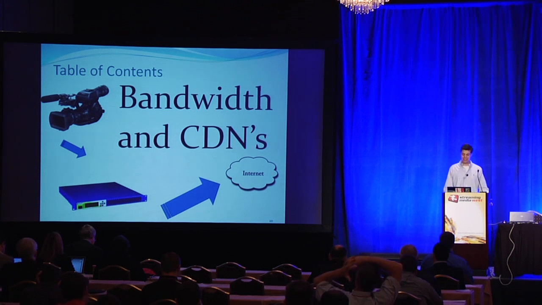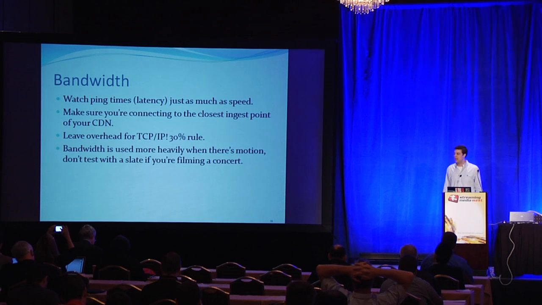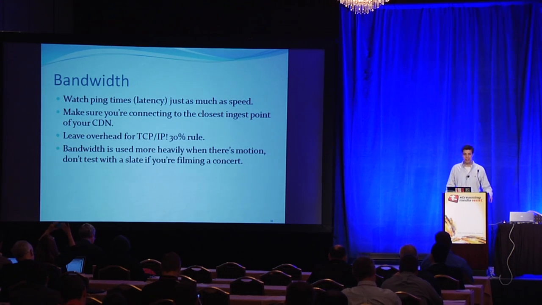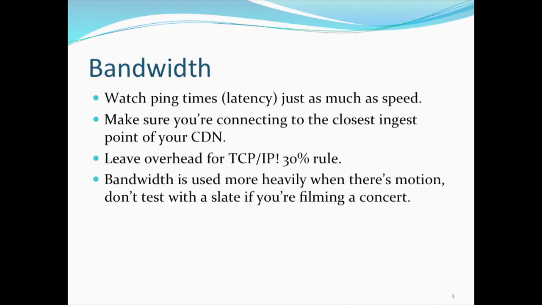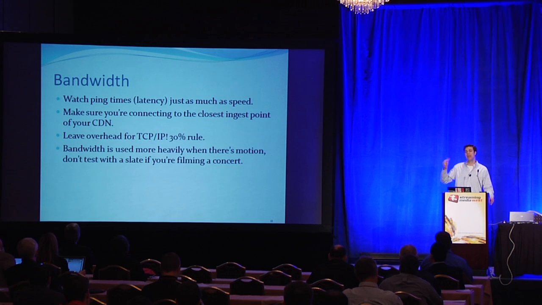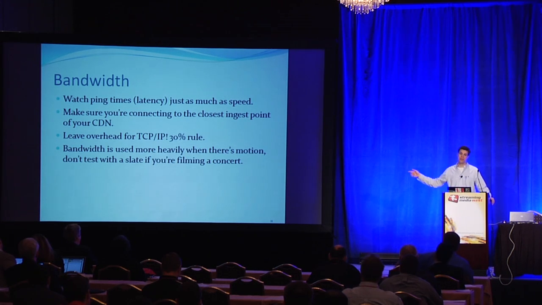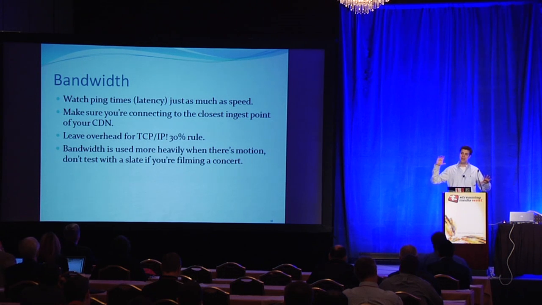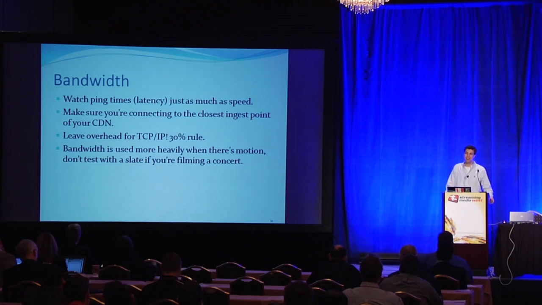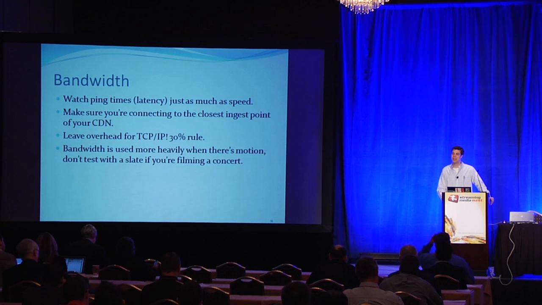All right, speaking of bandwidth and CDNs, let's move on to that. All right, bandwidth, big things, important things. Watch ping times, which is known as latency, just as much as speed. You could have a 100 meg pipe that I just need to use this much of, but I can't because it's too slow. When you're sending stuff from an encoder to, let's hope, a CDN, that latency can be a real problem. If it takes more than 1/10 of a second to get your video to the encoder, you're probably not going to have a good show unless you're doing about a 300 or 400K stream, and that's it.